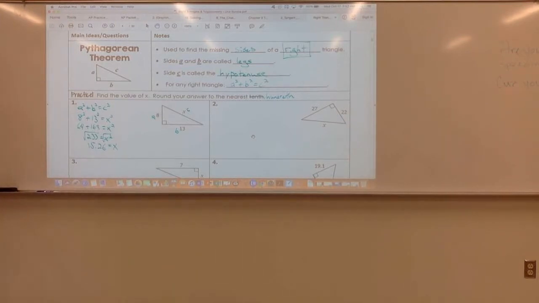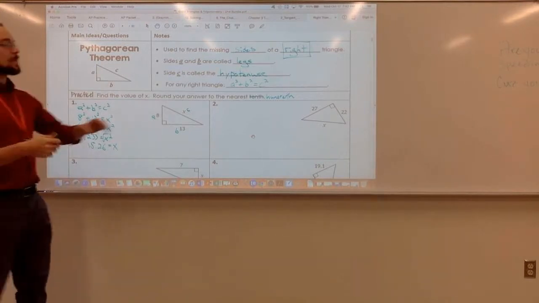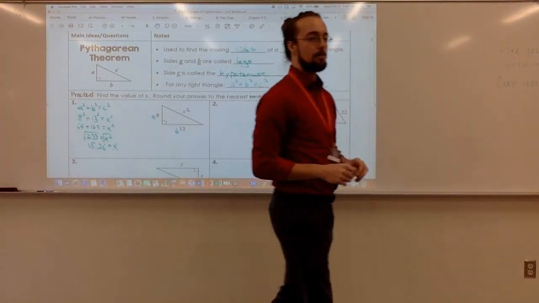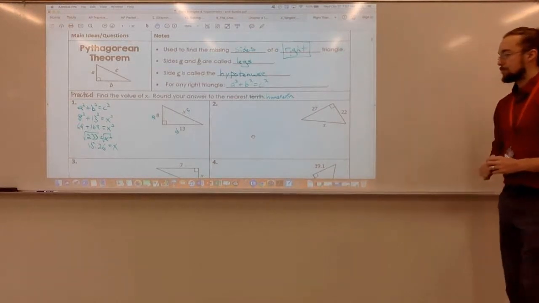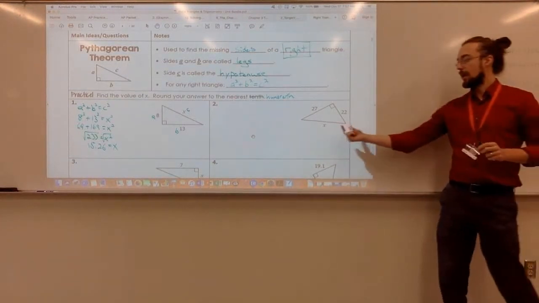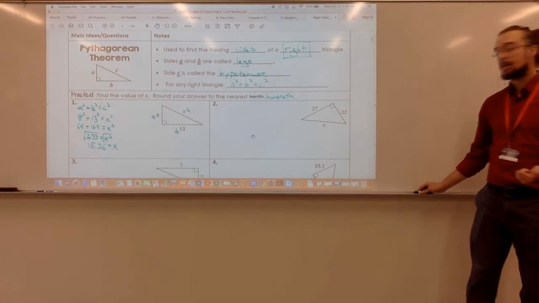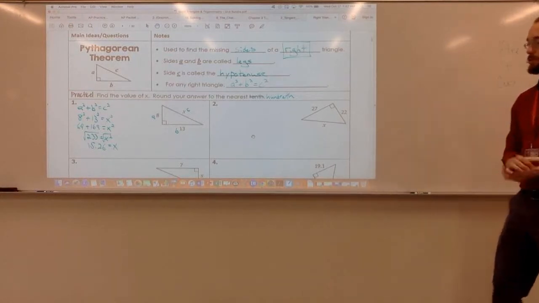Ringing some bells? Everybody feel okay with using the Pythagorean theorem here? All right, then you go ahead and try number 2. Set this one up and solve for our missing piece. Remember, make sure you label the sides first, A, B, and C.